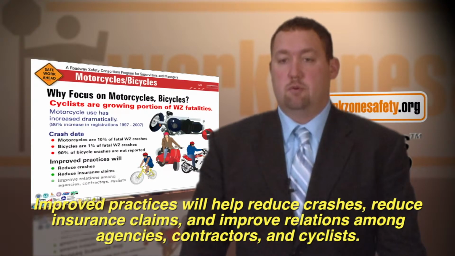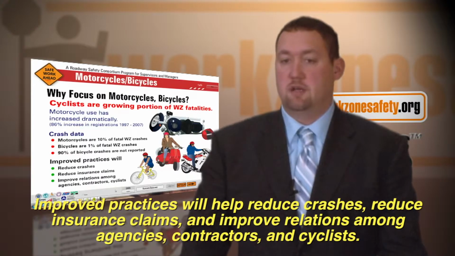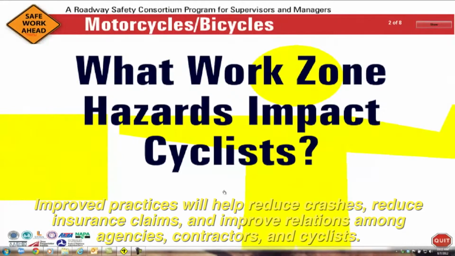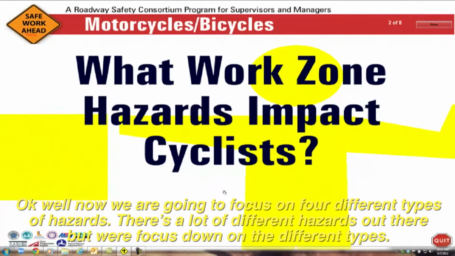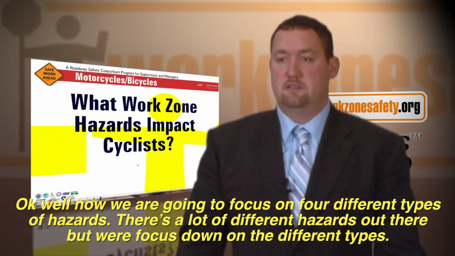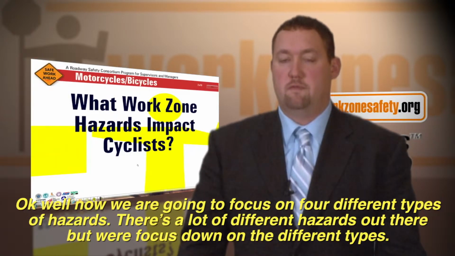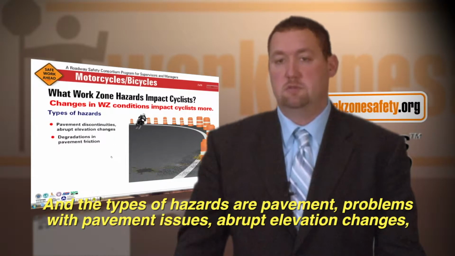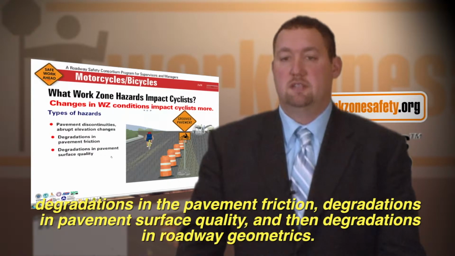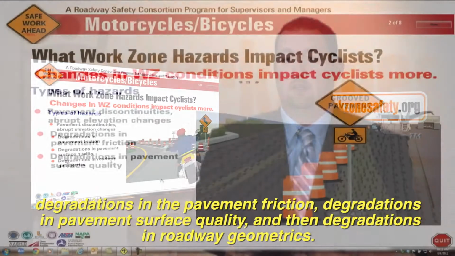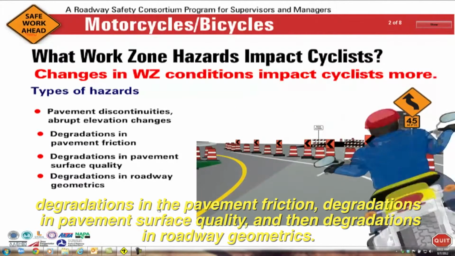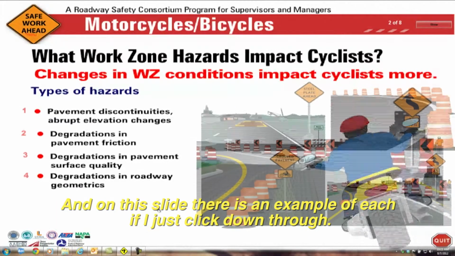Improved practices will help reduce crashes, reduce insurance claims, and improve relations among agencies, contractors, and cyclists. Now we're going to focus on four different types of hazards. There are a lot of different hazards out there, but we're going to focus on these four: abrupt elevation changes, degradations in pavement friction, degradations in pavement surface quality, and degradations in roadway geometrics.